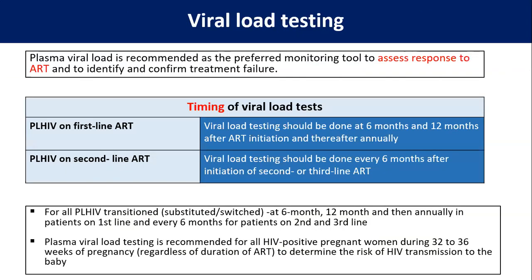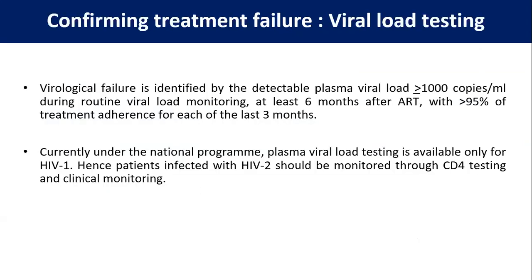Now, as we already discussed, for PLHIV on first-line ART, the viral load needs to be done first at 6 months after initiation of ART, then at 12 months, and thereafter annually. For second line and third line, it has to be done every 6 months. And for a pregnant lady, it has to be done within 32 to 36 weeks of gestation. Now, how to confirm a treatment failure?